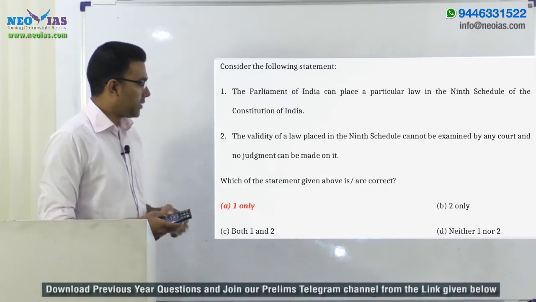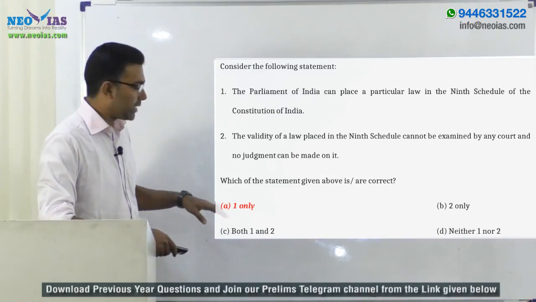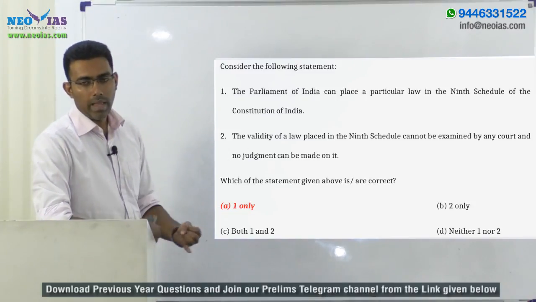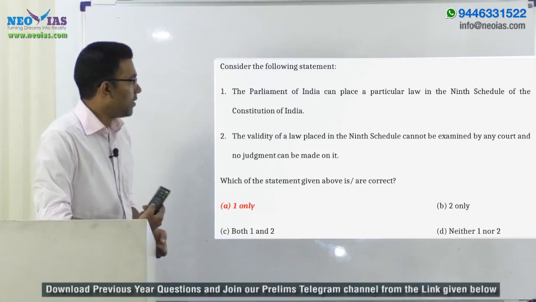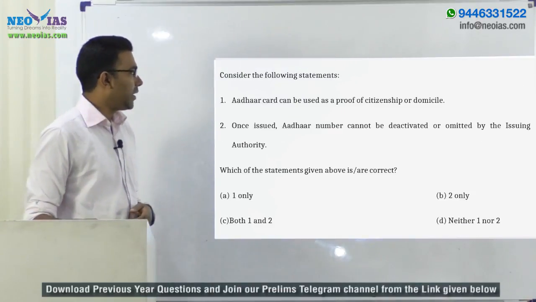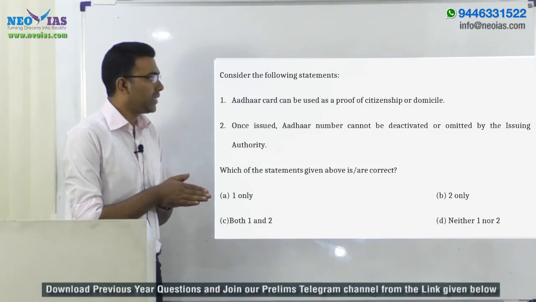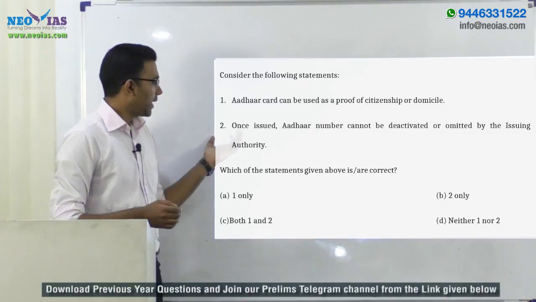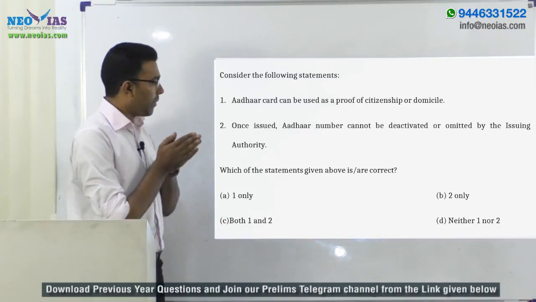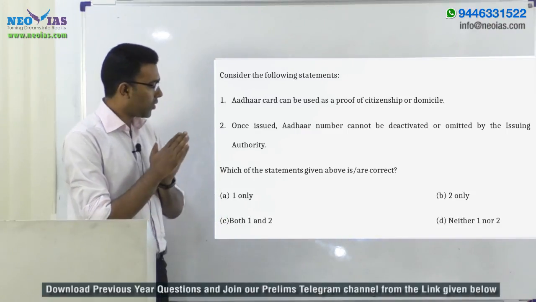Now, the second question, the answer has to be A, 1 only. So this was discussed in our classes as well as in the test series also. Now moving on to the next question, consider the following statements. Aadhaar card can be used as a proof of citizenship or domicile. Second statement, once issued, Aadhaar number cannot be deactivated or omitted by the issuing authority.